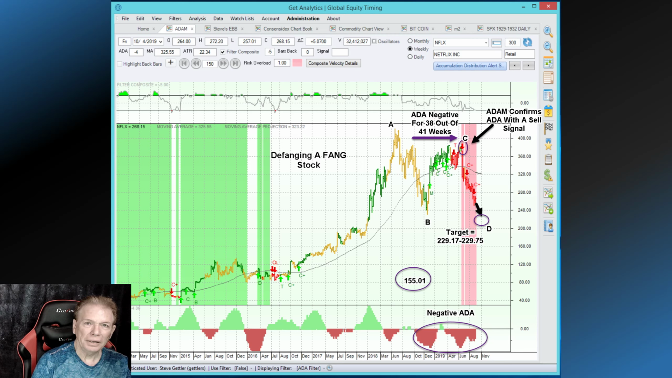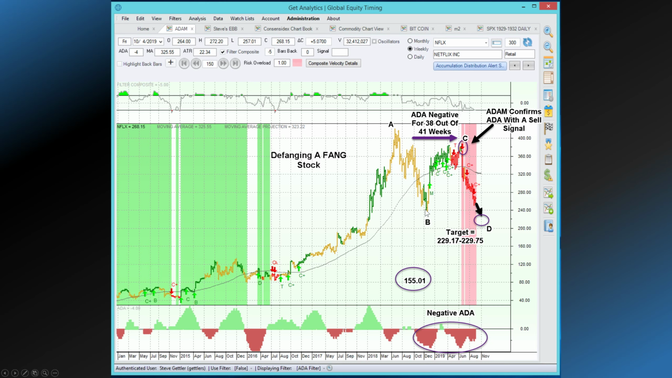Today we're going to be talking about Netflix. It's one of the FANG stocks, and we show how that stock has just become defanged. And we're going to look at the tools of global equity timing that helped call a downturn in that stock, as well as showing you some of the upturns that global equity timing helped you capture with the tools that we have at our disposal within this trading platform environment. So let's get right to the chart and take a look.